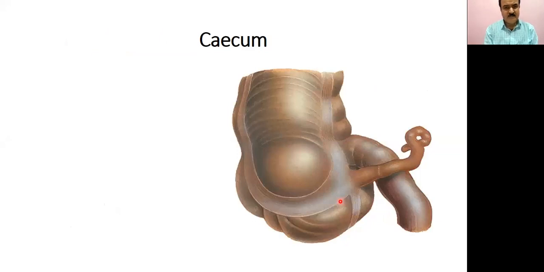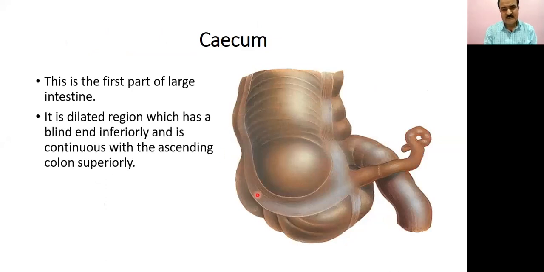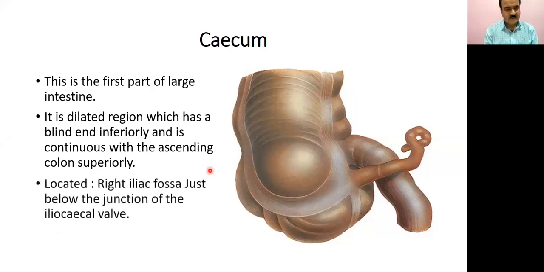So briefly about the cecum. The cecum is the first part of the large intestine. It is a dilated region, and this is the cecum here. It has a blind end inferiorly and is continuous with the ascending colon superiorly. It is located in the right iliac fossa, just below the junction of the ileocecal valve.